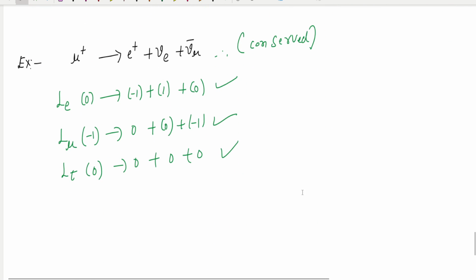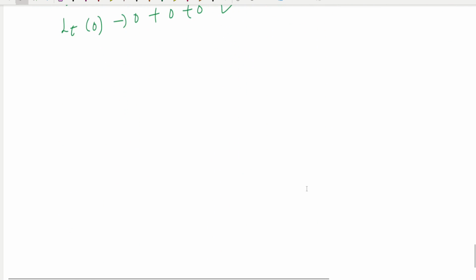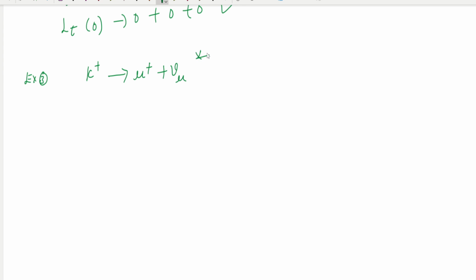So for your practice, I'm going to give another example, example 3. You need to check this one: K plus tends to mu plus mu. Okay, is it conserved or not?